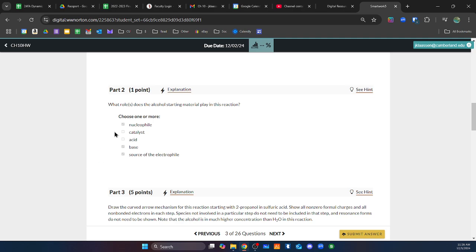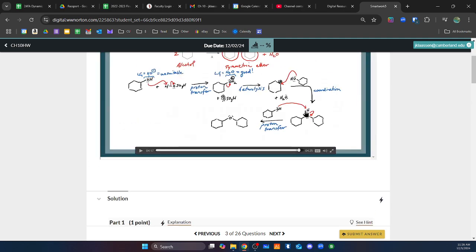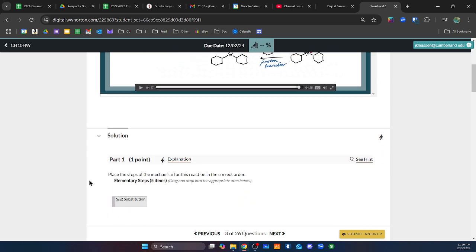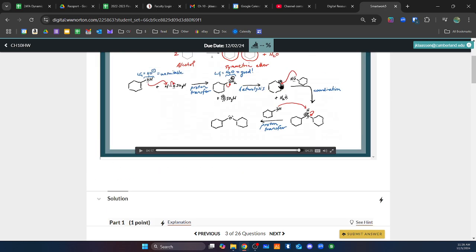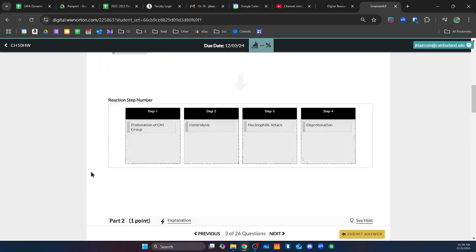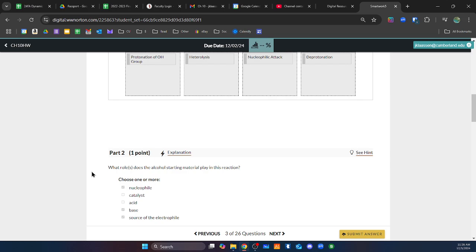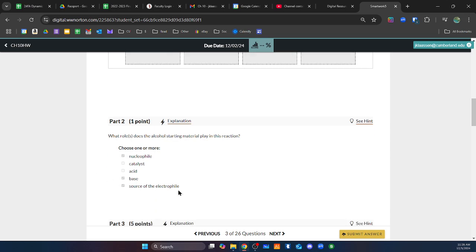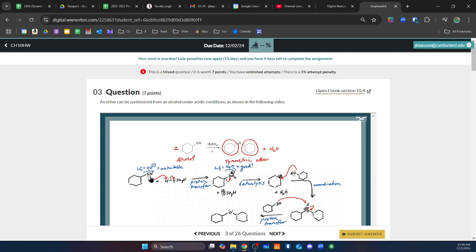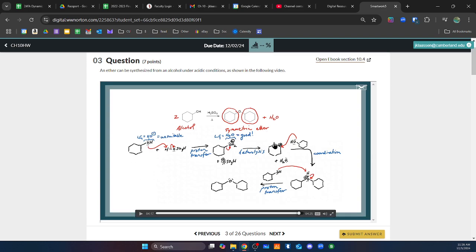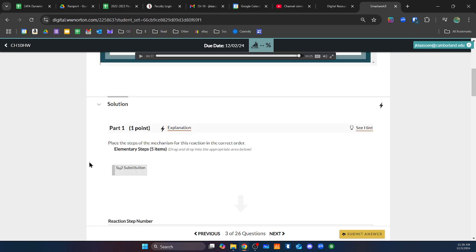Where I said base, nucleophile, it acts as the nucleophile right here, actually. That's that nucleophilic attack. And that's the positive right there. Notice that's the electrophile right there, which is not the alcohol. And it is the source of the electrophile, that is true. So the alcohol ultimately does make the electrophile, which is right here. So it is the source of the electrophile right there.